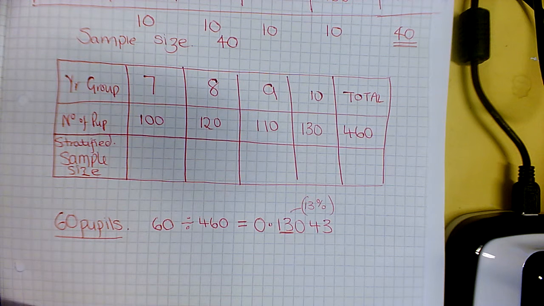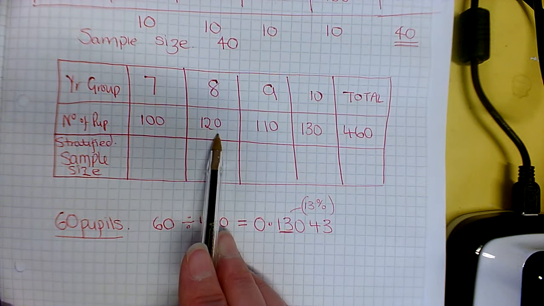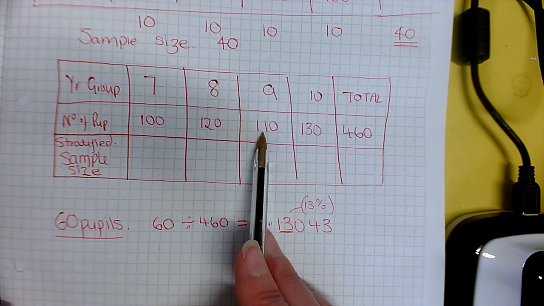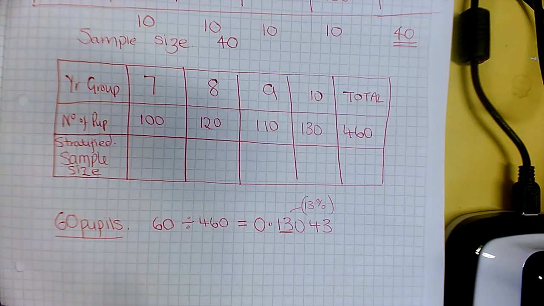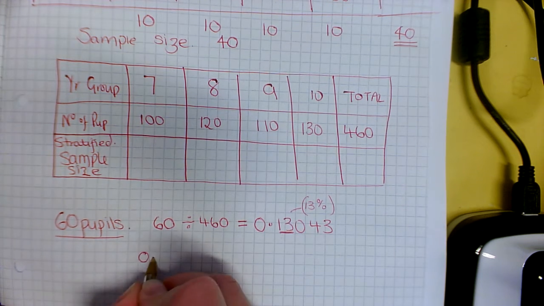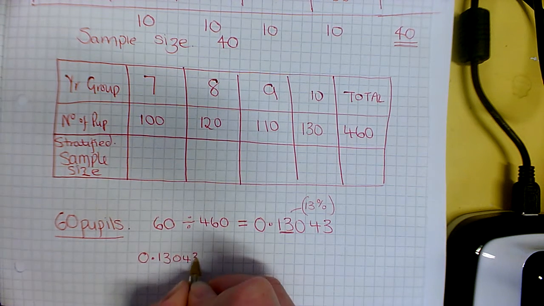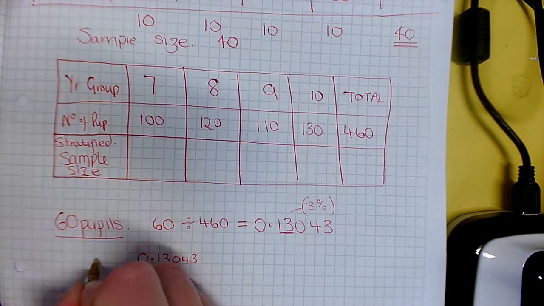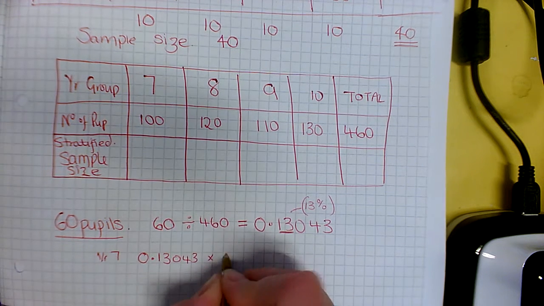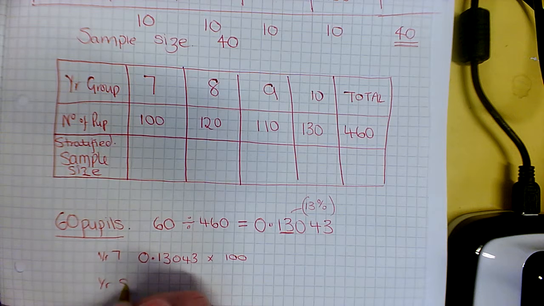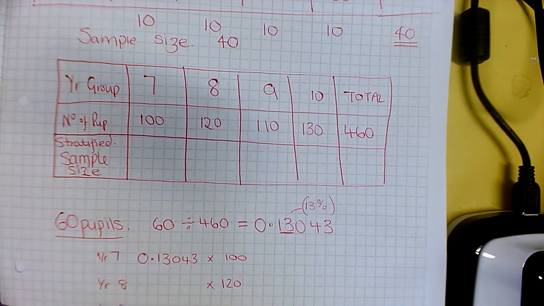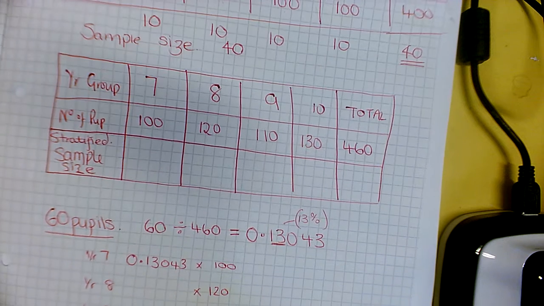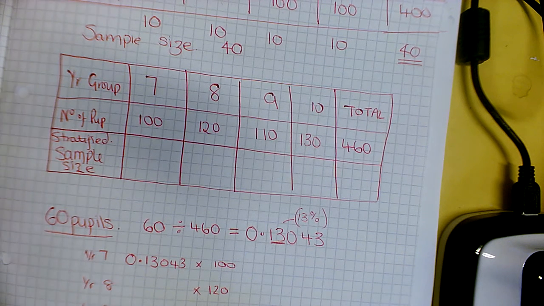So I want to make sure that I get 13% of 100, 13% of 120, 13% of 110, and 13% of 130. So all I need to do is have 0.13043, so I'll keep that in my calculator. For year 7, I'm going to times it by 100. For year 8, I'm going to times it by 120. For year 9, I'm going to times it by, just move that up a little bit, or maybe make the screen a bit bigger.